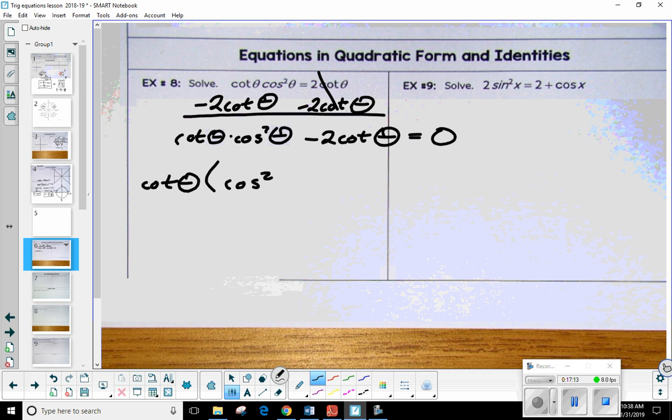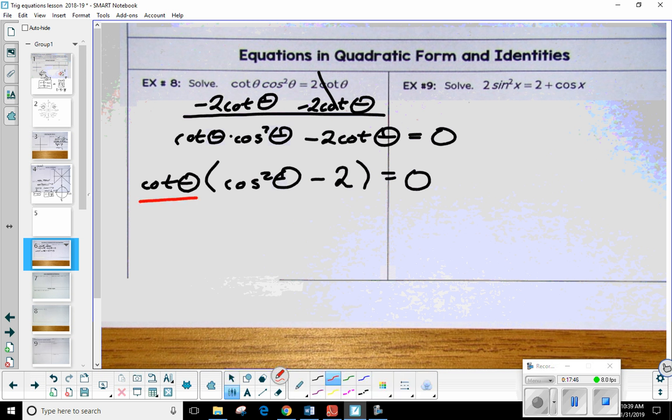Okay, so cosine squared, because cotangent times cosine squared would be cotangent cosine squared, minus what? Just one cotangent? Well, if I put a cotangent here, then that would give me cotangent squared, right? Oh, okay. So I just want the minus 2, right? Oh, wait, okay, I see. Okay. Sorry. So again, I was able to separate them into a product using factoring, and I can go ahead and use the zero product property.